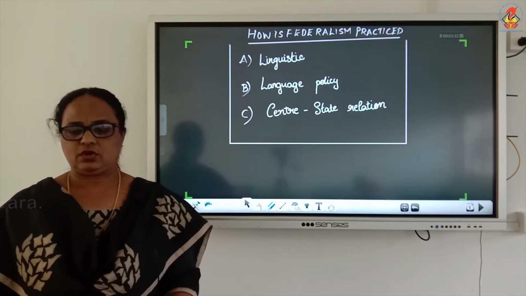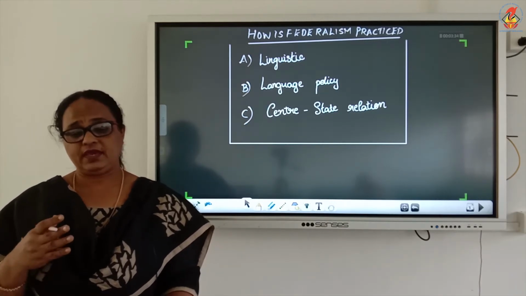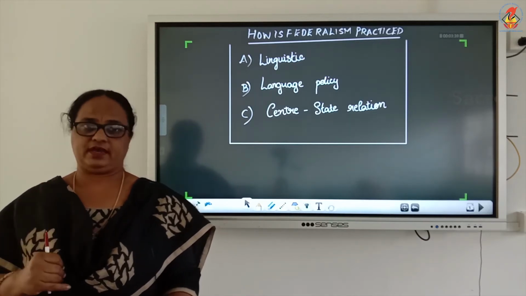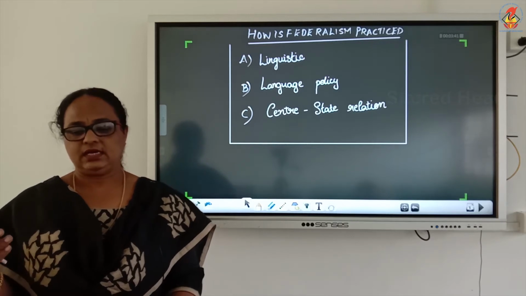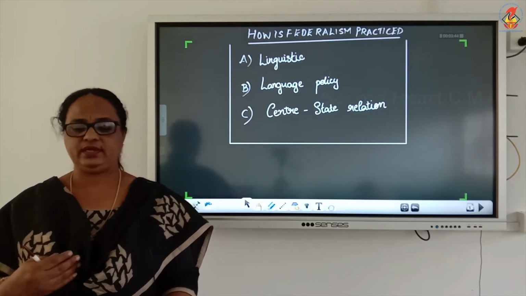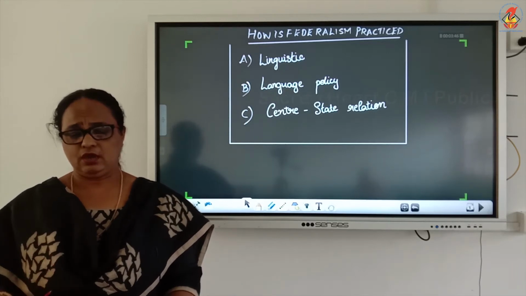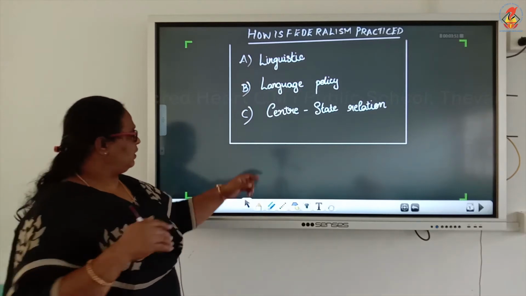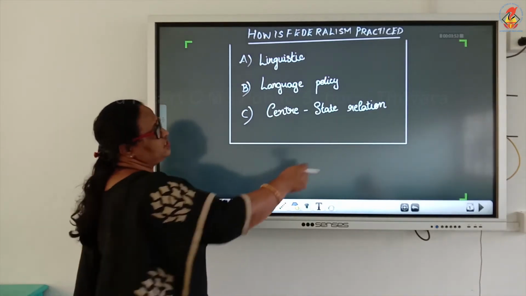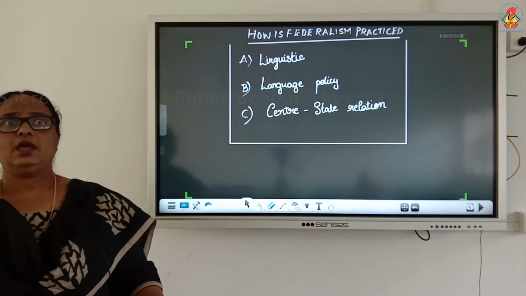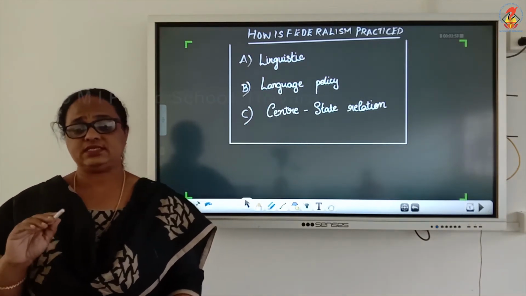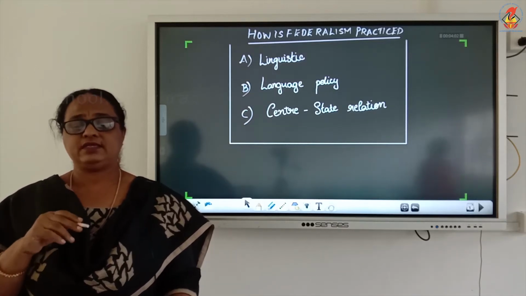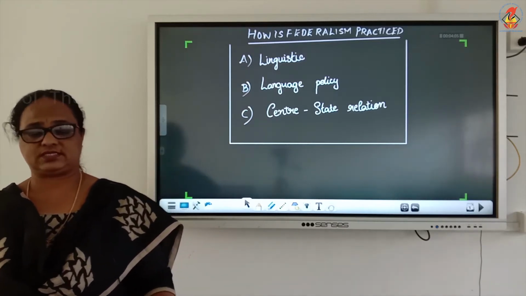According to the constitution, the use of English for official purposes was to stop by 1965. But later it was decided to continue English along with Hindi for official purposes. Then the third one is the center-state relation. Restructuring the center-state relation is one more way in which federalism has been strengthened in practice.